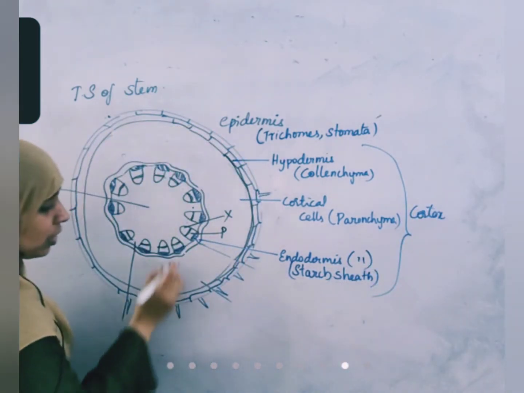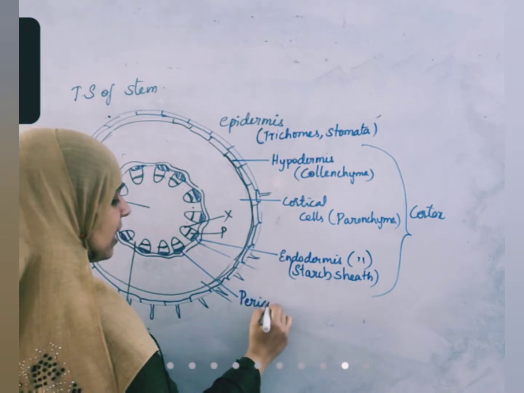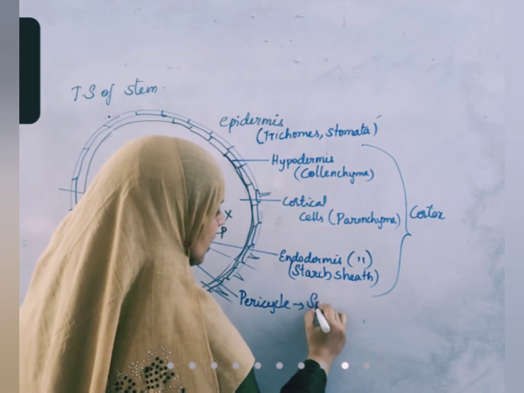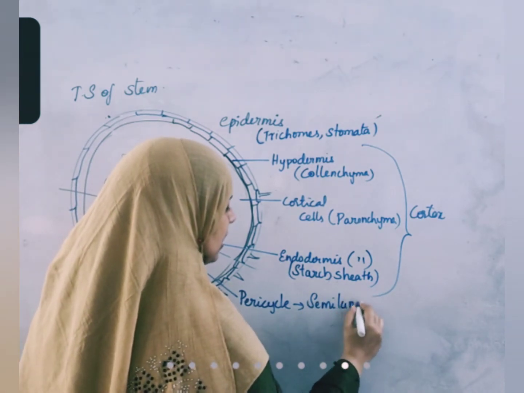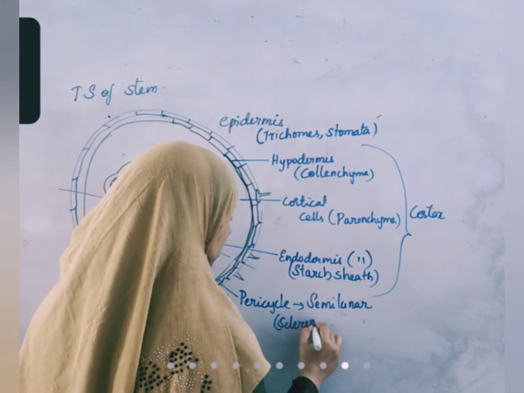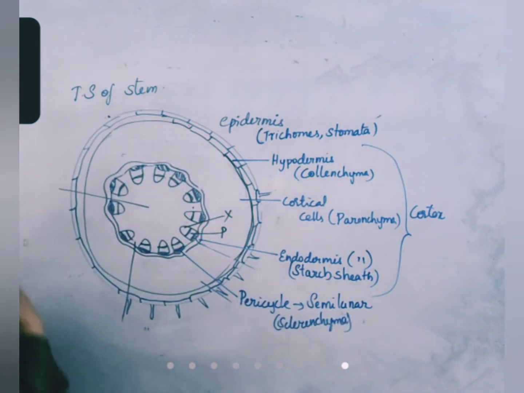Below cortex, we have pericycle. Pericycle is in which shape? Half moon shaped. Semilunar. Which cells? Sclerenchyma. It produces new vascular bundles, new lateral roots. We have already discussed about it.